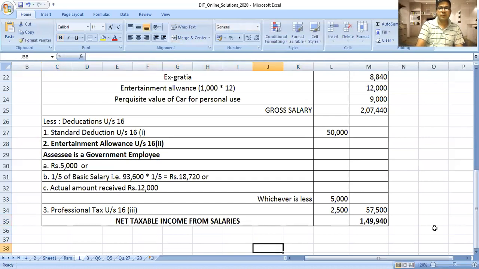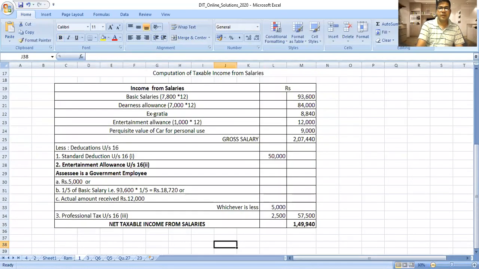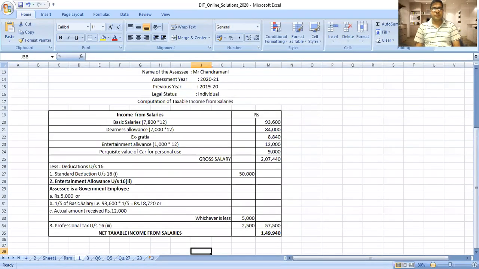See friends, we got these answers by applying certain rules. These are the ways of writing our answers. First of all, we should know about the assessee's name. Then his job status, whether he is a government or non-government employee. Then we write the taxable incomes, which come under gross salary. Then we give three deductions: standard deduction, entertainment allowance, and professional tax.